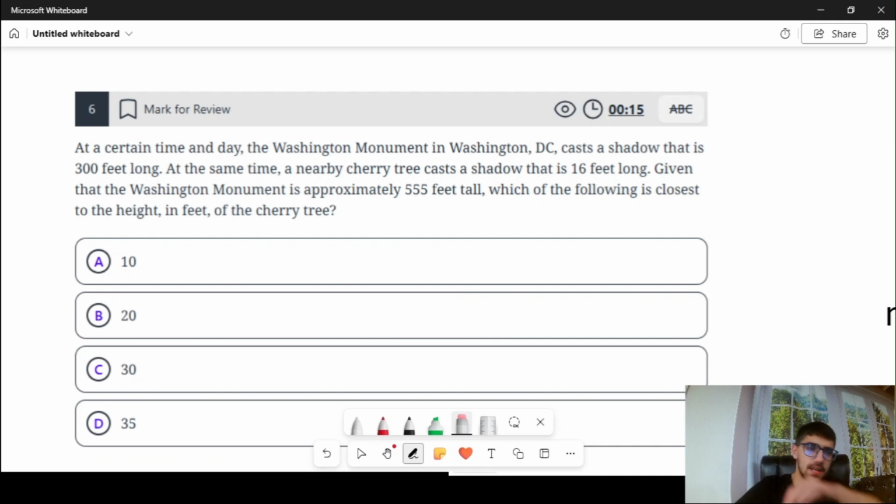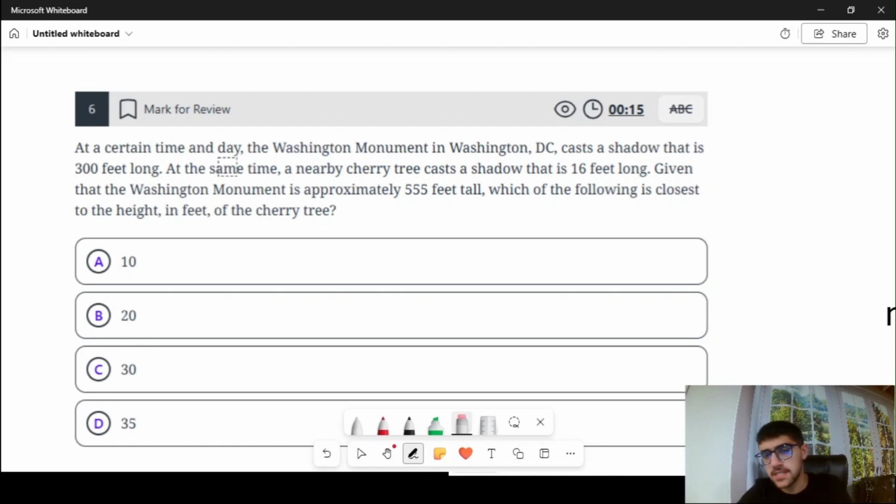The second question says that at a certain time and day, the Washington Monument in Washington, D.C. casts a shadow that is 300 feet long. At the same time, a nearby cherry tree casts a shadow that is 16 feet long. Given that the Washington Monument is approximately 555 feet tall, which of the following is the closest to the height in feet of the cherry tree?